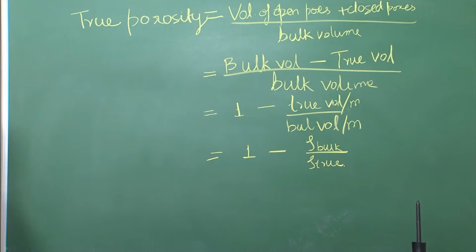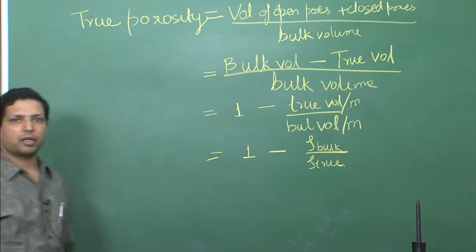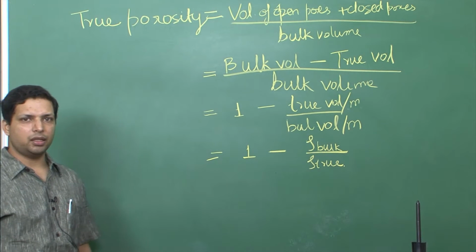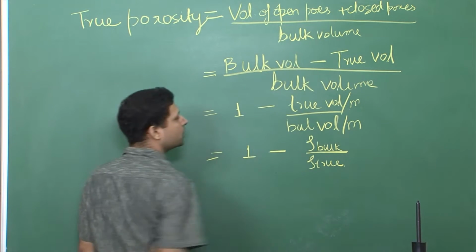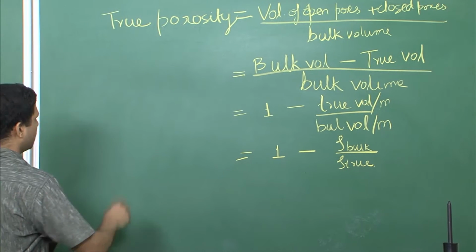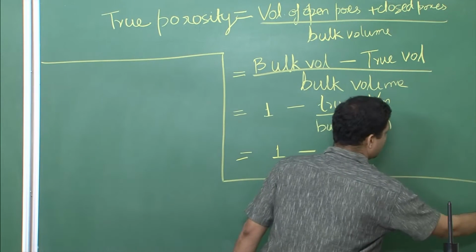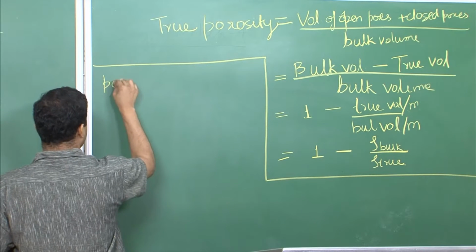Now this is your true porosity, but like I said, this true porosity includes both open pores and closed pores. But when we are using the gas permeability method, we know that we are not using the closed pores, and therefore the porosity that we use in our permeability method will be a little bit different.